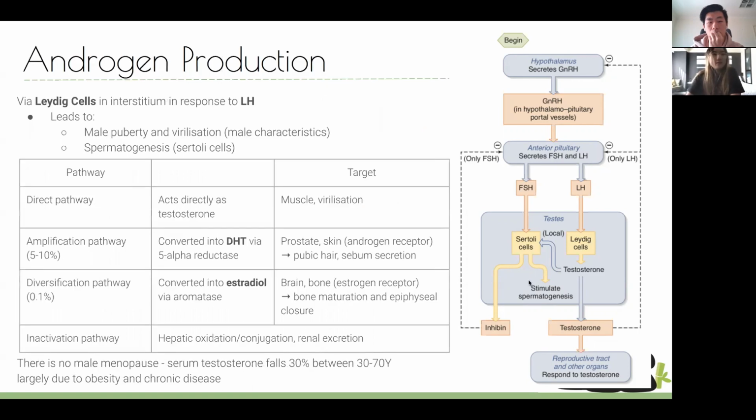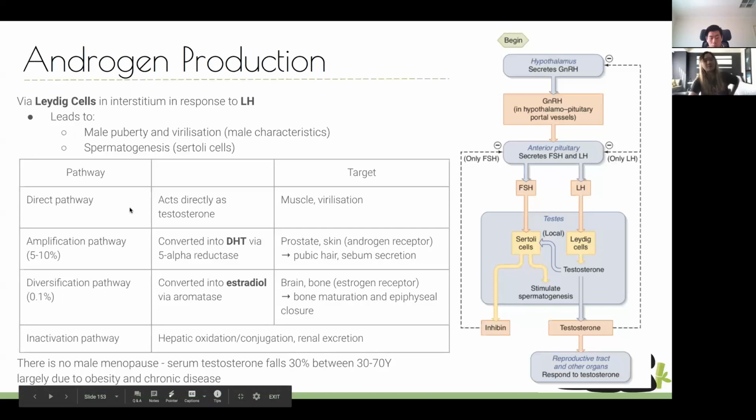Okay. Androgen production. So like I said, produced by your Leydig cells in response to LH, and it leads to spermatogenesis and male puberty and virilization. Virilization just means like the development of male characteristics. And it works via these ways.